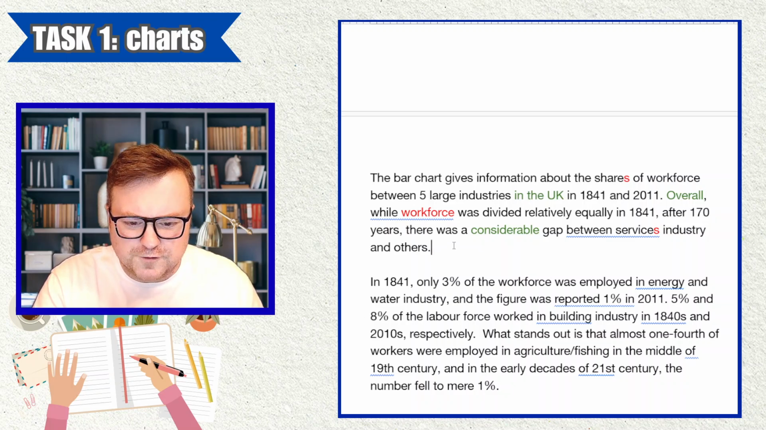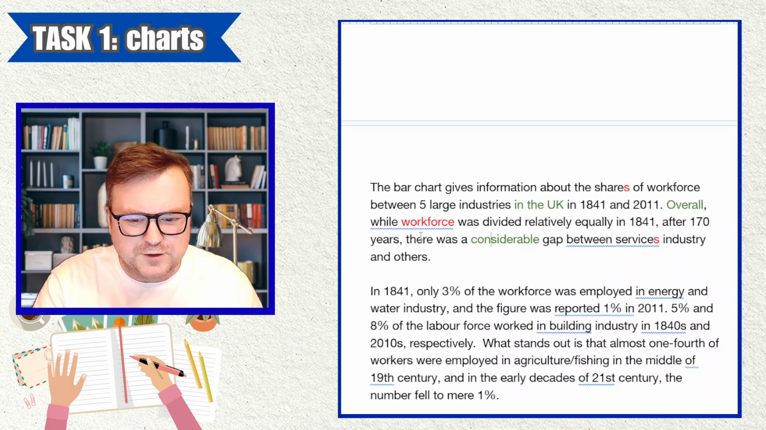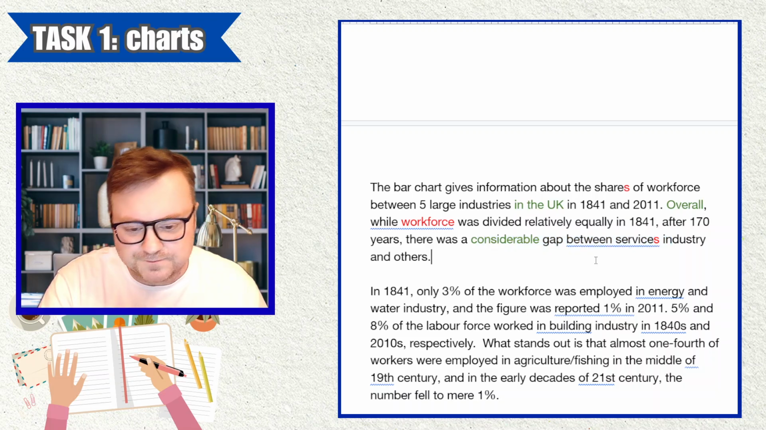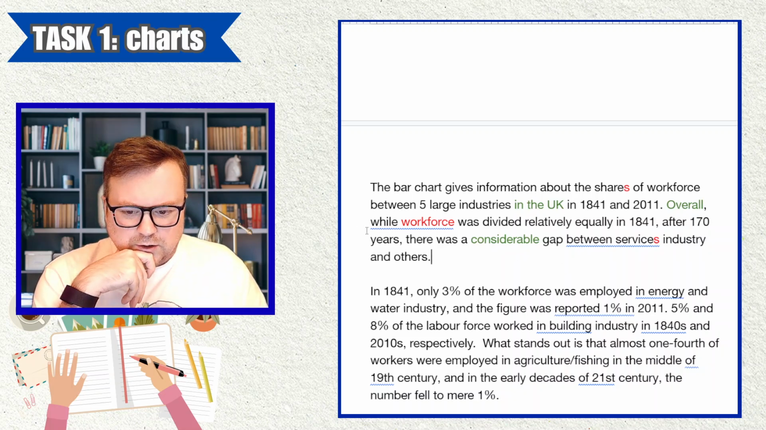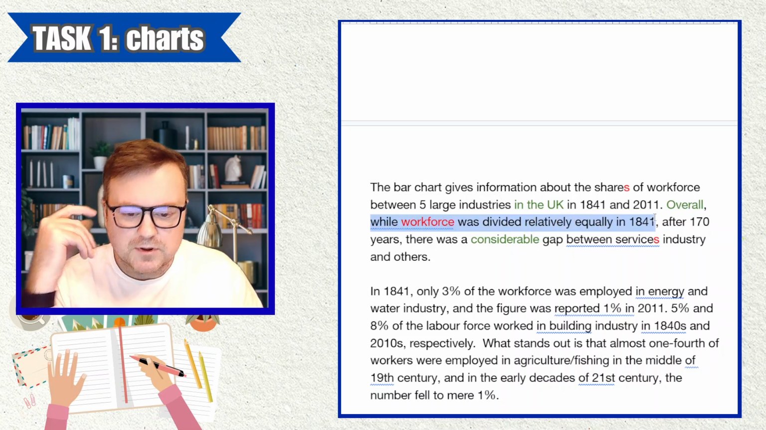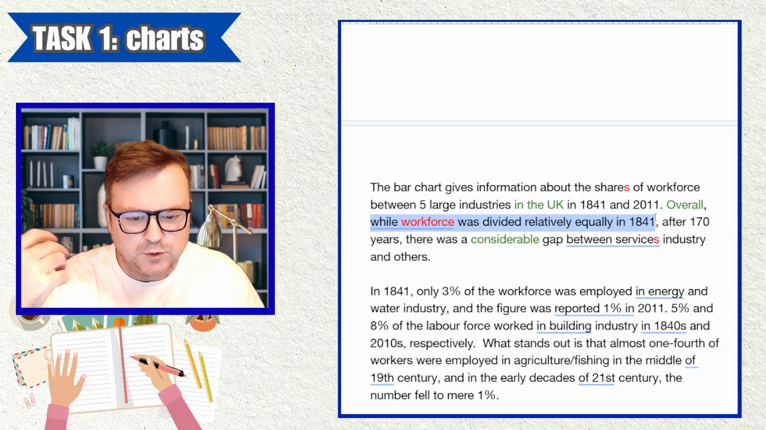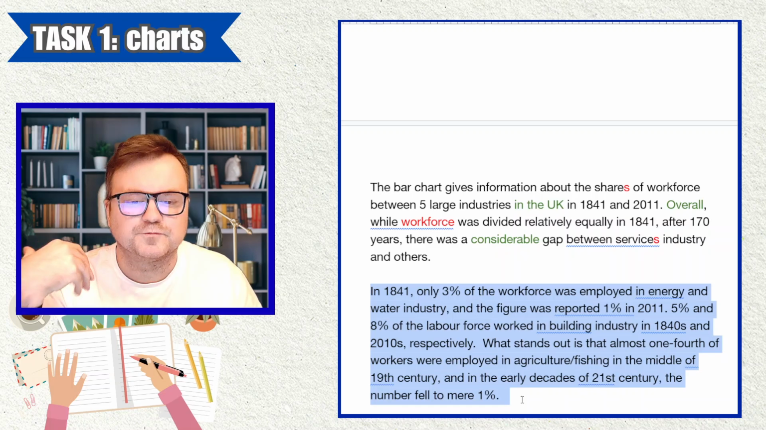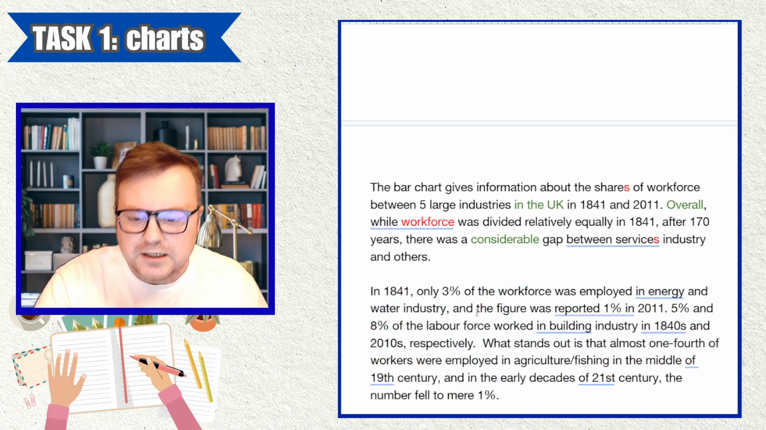Okay, so as an overview, I don't love it just because I feel like that's just not true, that they were divided relatively equally, but that considerable gap between the service industry and others, I think that is fair. So now, if the work is organized logically, the candidate has mentioned two key features. And what we should get now is information about the relatively equal division in 1841. We should get that in this body paragraph with statistical data to support it. Let's see if that's what we get.